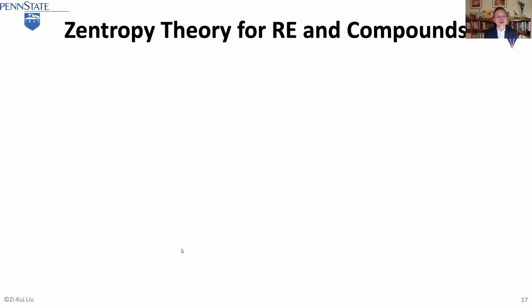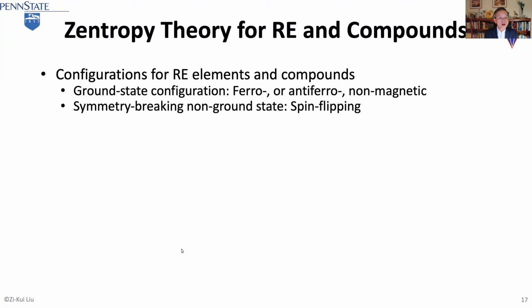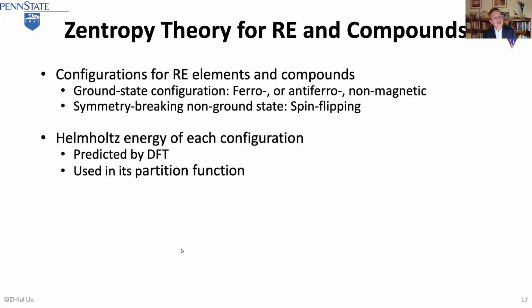So let's see how we can apply this entropy theory to rare earth compounds. For rare earth compounds, the quantum state configurations are either ferromagnetic, antiferromagnetic, or non-magnetic. Then the symmetry breaking non-ground state configurations would be spin flippings, right? So it's not purely ferro, not purely antiferro. That means the spins are disordered. For each configuration, we can calculate the Helmholtz energy. We can predict it from the DFT. Then we can use that Helmholtz energy in the partition function of the configuration.